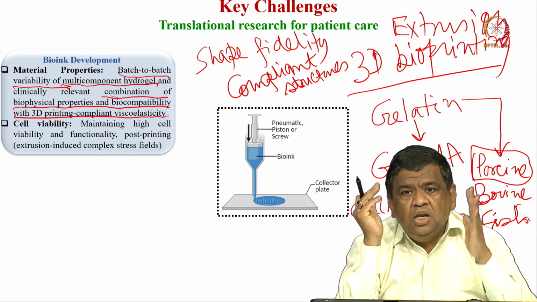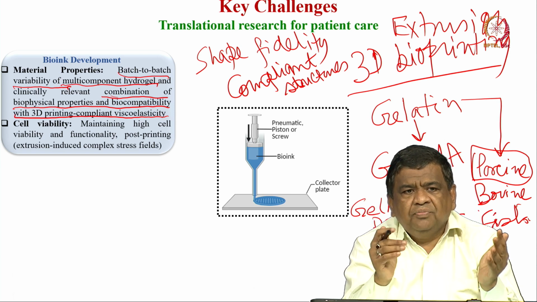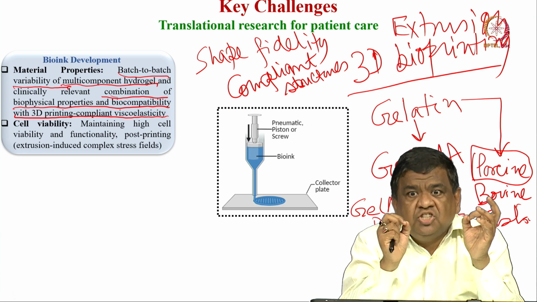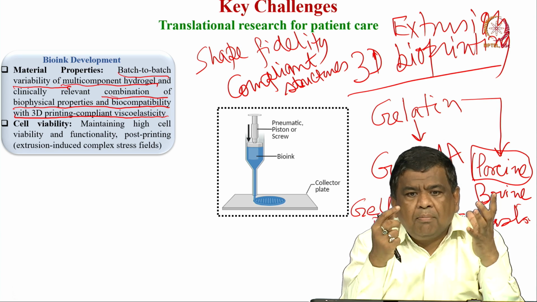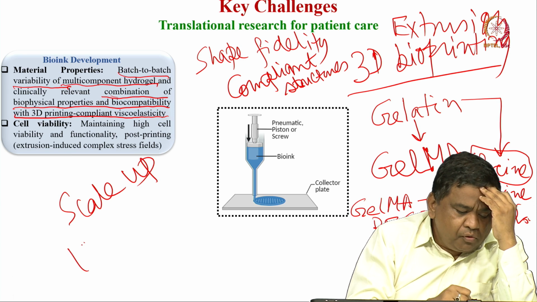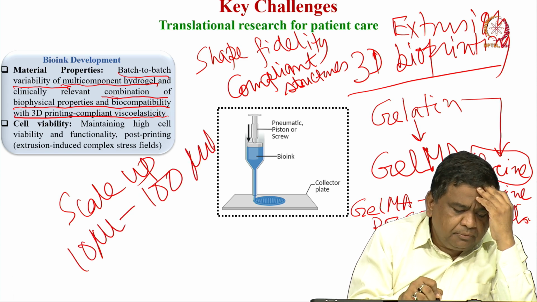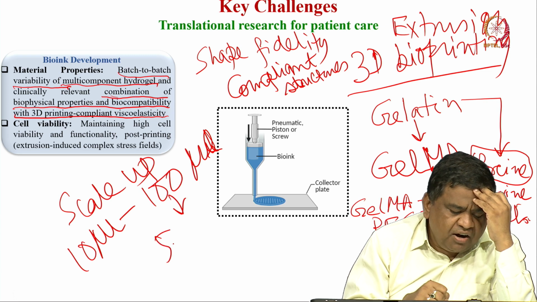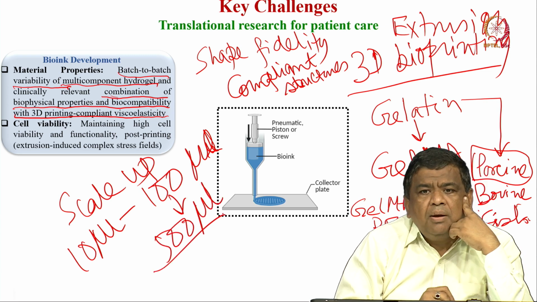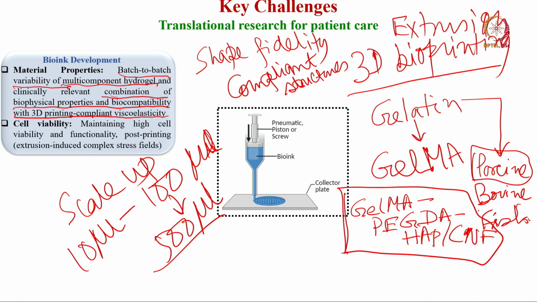So, let me summarize now: even for the basic GELMA, when you scale up from 10 microliter to let us say 100 microliter to let us say 500 microliter batch, reproducibility is a problem. Reproducibility is a problem for the multi-component hydrogel.